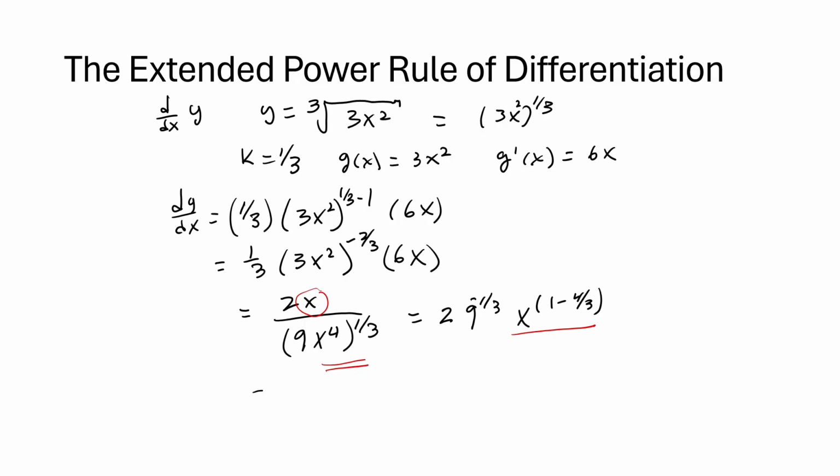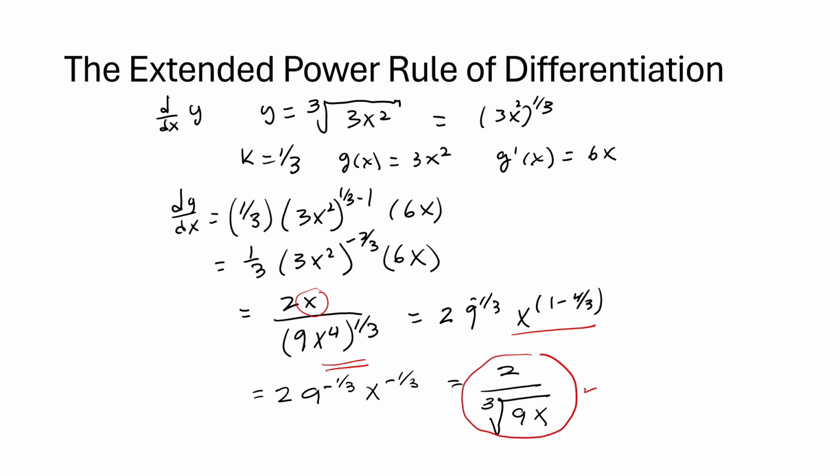Now this can be written as 2 times 9 to the minus 1/3 times x to the minus 1/3, which we can rewrite as 2 divided by the cube root of 9x. So that's going to be our derivative. So this is the derivative of this function right here.